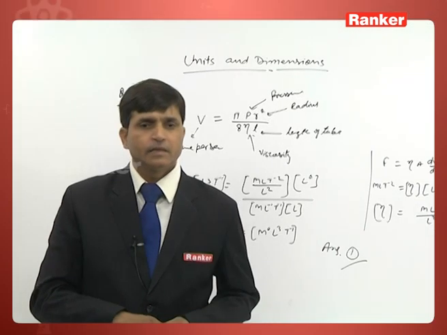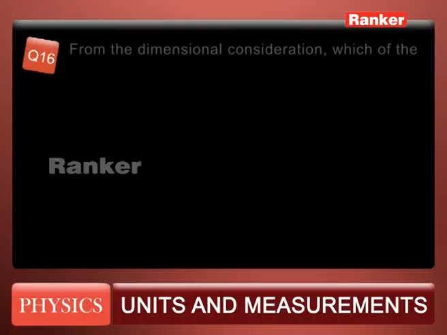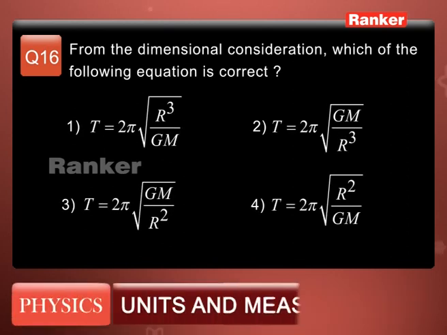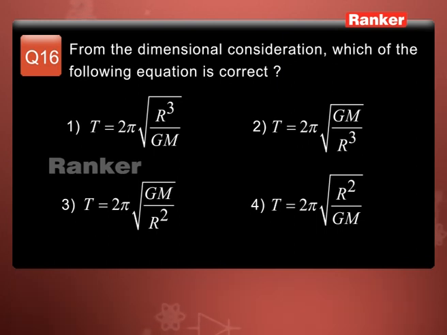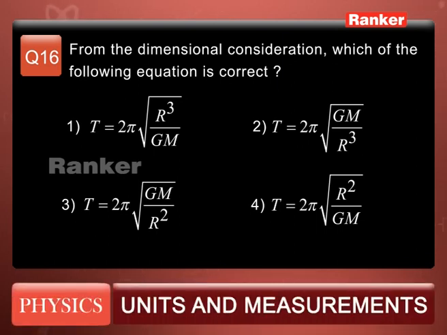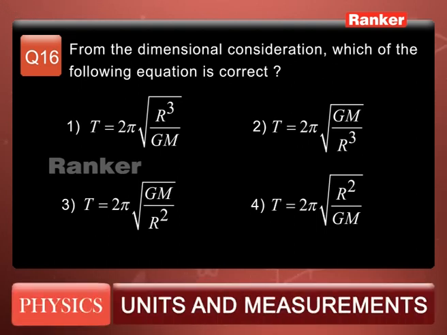Now come to the next one, question number 16. In this question it is given, from the dimensional consideration, which of the following equations are correct? Option number 1 is T is equal to 2 pi root over r cube by G M. Option number 2 is T is equal to 2 pi root over G M by r cube. Option number 3 is T is equal to 2 pi root over G M by r square. And option number 4 is T is equal to 2 pi under root r square by G M.